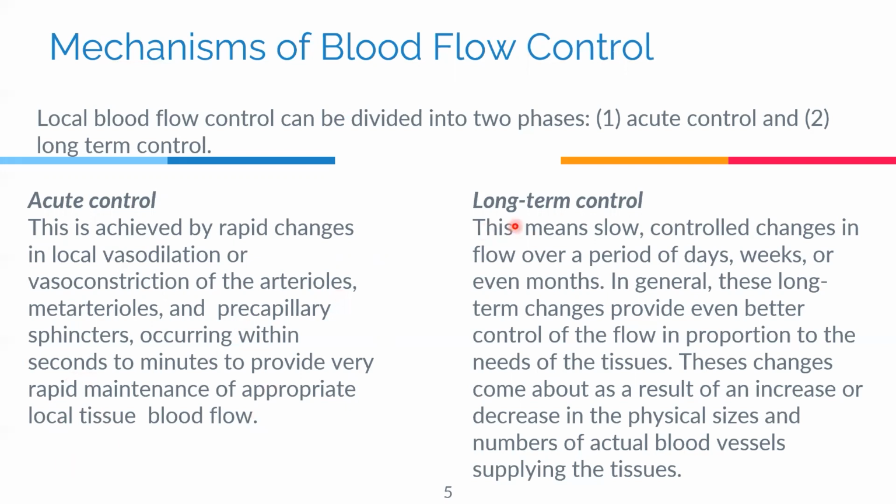On the other hand, long-term control means slow controlled changes in flow over a period of days, weeks, or even months. In general, these long-term changes provide even better control of flow in proportion to the need of tissues and are essentially fine-tuned to the specific tissue whose blood flow is being controlled. These changes come about as a result of an increase or decrease in physical sizes and numbers of the actual blood vessels supplying the tissue.